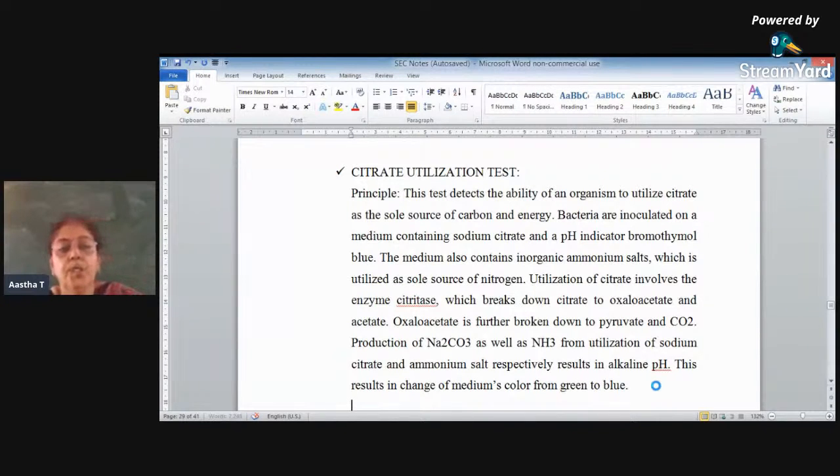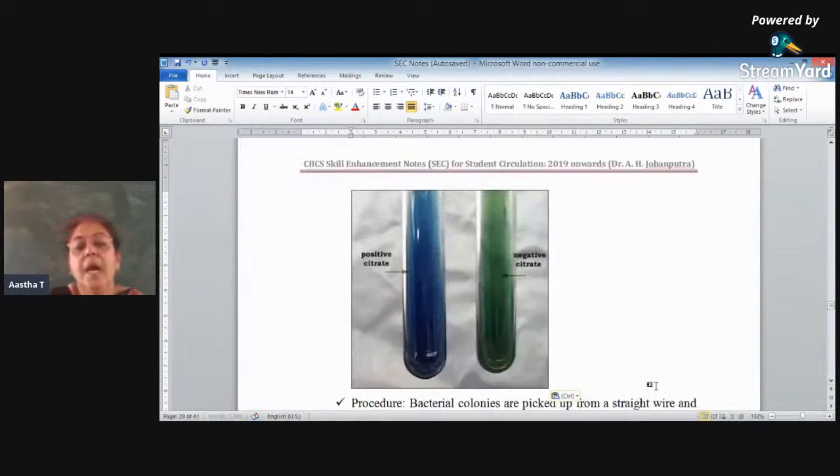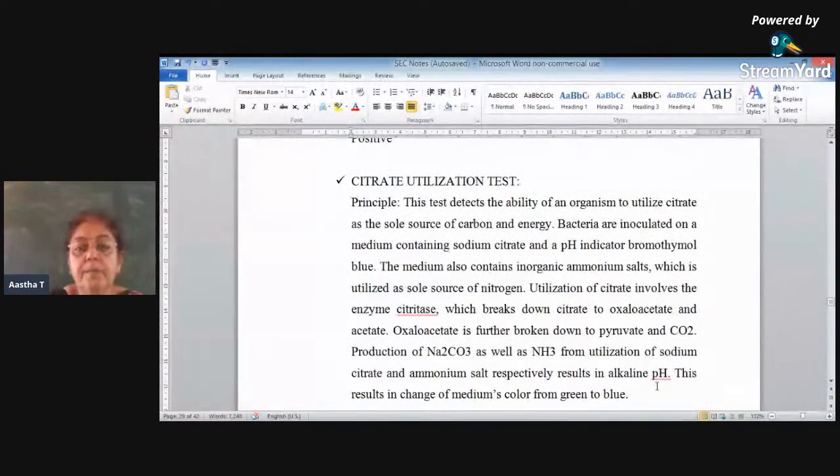So this test detects the ability of the organism to utilize citrate as only source of carbon.